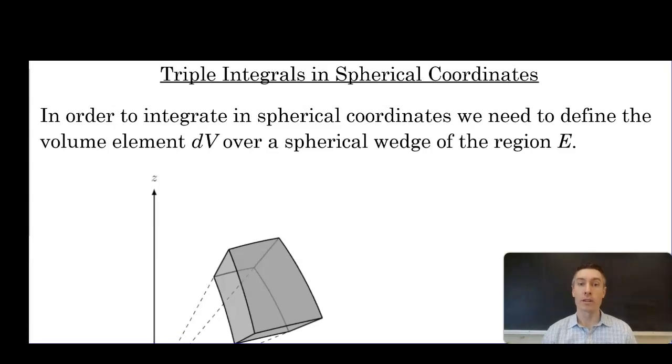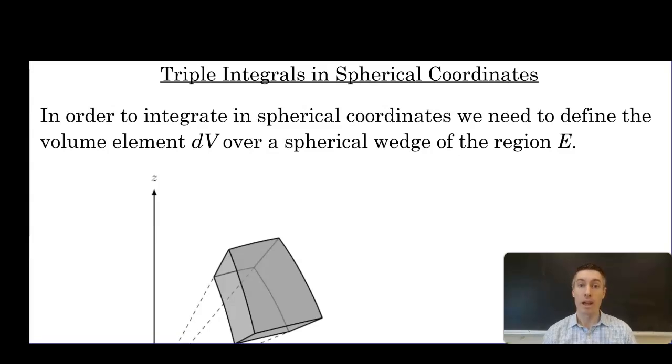In this video, we are going to learn how to evaluate triple integrals in spherical coordinates. In order to do that, we need to define the volume element dV over a spherical wedge of the region E. So the region is going to be spherical in nature. That's why we're thinking in terms of spherical coordinates. As a simple example, it could be the sphere of radius 1.